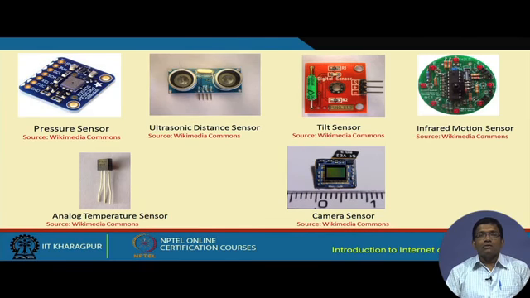I had already, at the outset of this lecture, shown you some real physical sensors. Here are some other pictures of a few other sensors. Here is a pressure sensor, an ultrasonic distance sensor, tilt sensor, infrared motion sensor, camera sensor, and analog temperature sensor. The analog temperature sensor has 3 pins basically. One is for the plus 5 volts, the other one is the ground, the 0 volts, and the middle pin is typically used for the output.